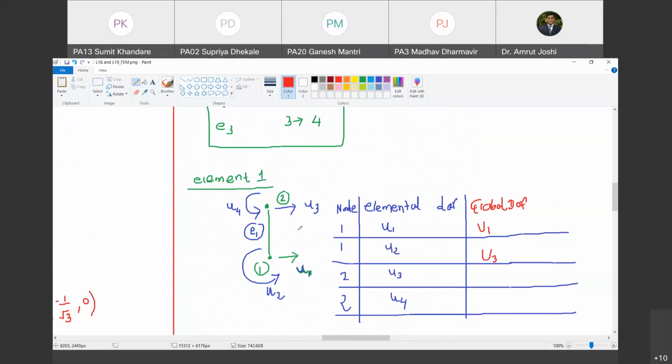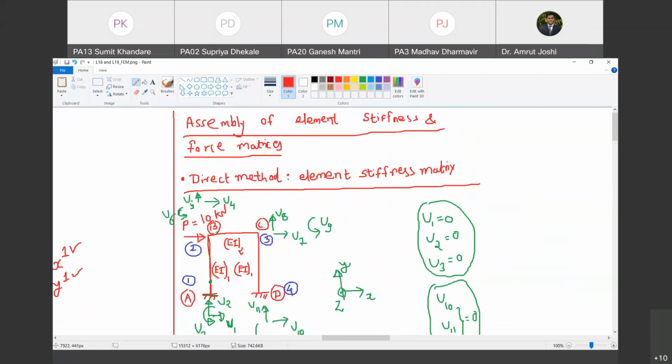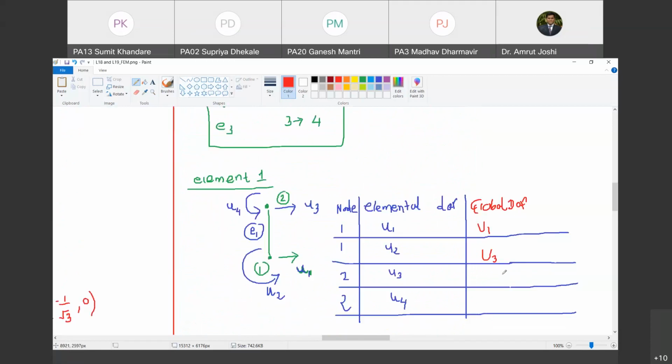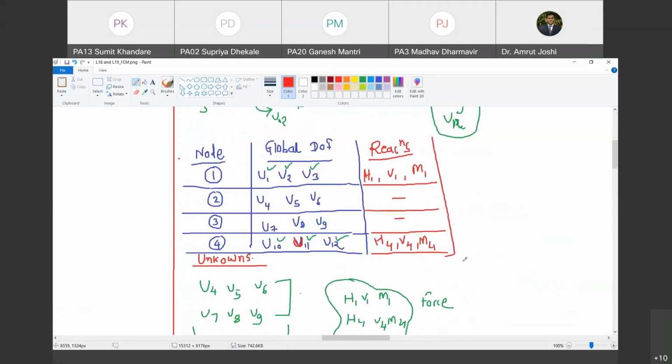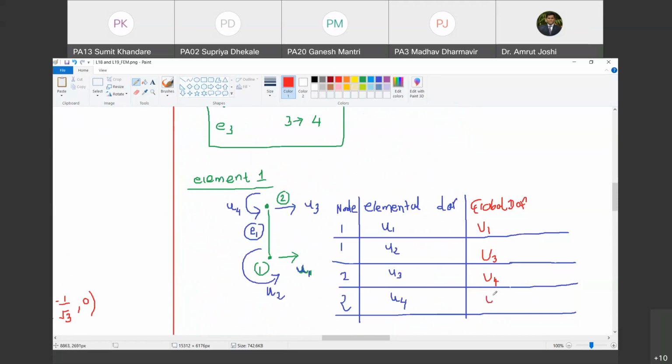Small u3 is the translational degree of freedom that maps to U4. Do you agree with me? Yes, sir. And small u4 is what? Small u4 is U6. Happy? Yes, sir.